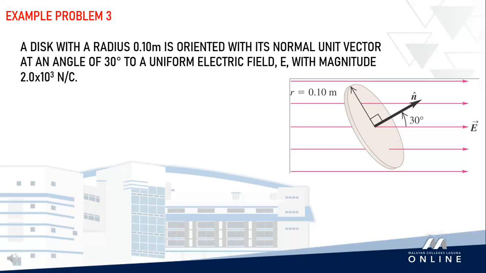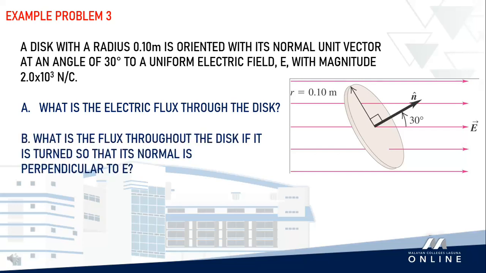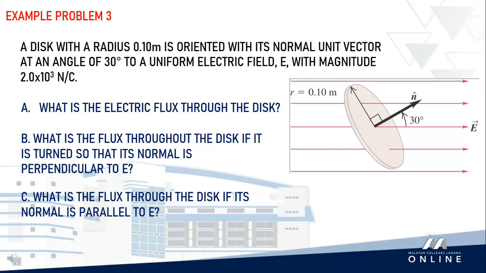Try to solve this last problem. A disc which has a radius of 0.10 meter is tilted at an angle of 30 degrees to a uniform electric field E with a magnitude of 2.0 times 10 cube newtons per coulomb. You are asked to calculate letter A, the electric flux through the disc. Letter B, the flux through the disc if it is turned so that its normal is perpendicular to E. And letter C, the flux through the disc if its normal is parallel to E. I will pause this video and give you time to solve for the required values.